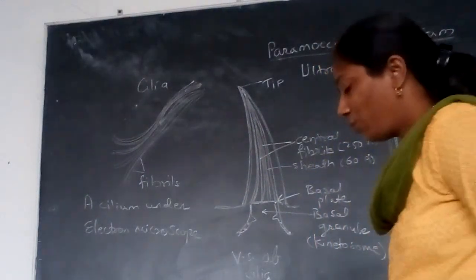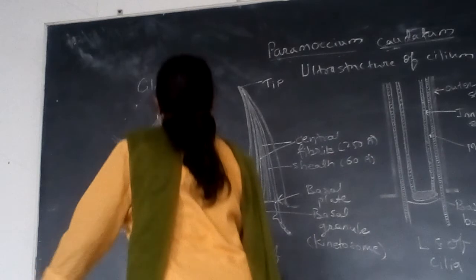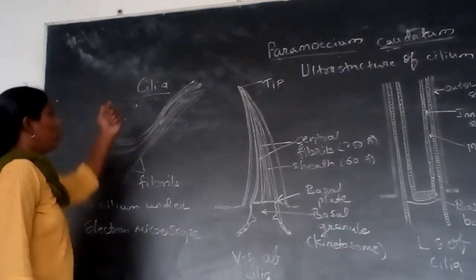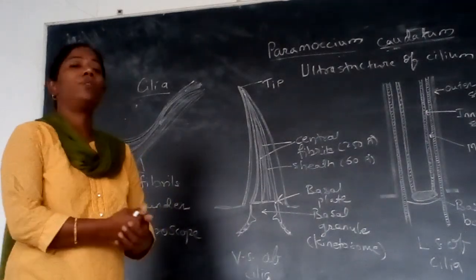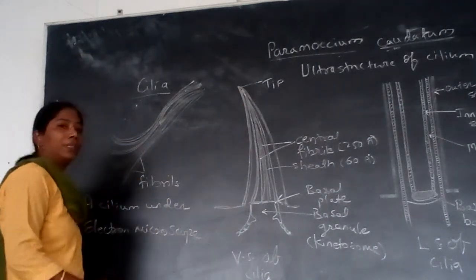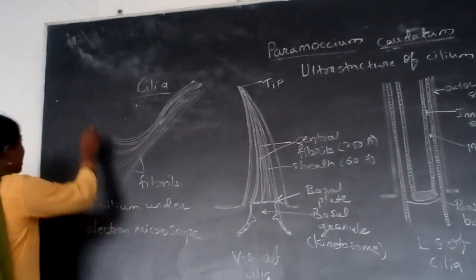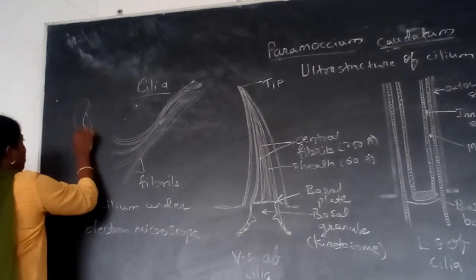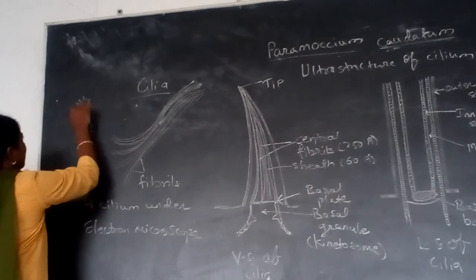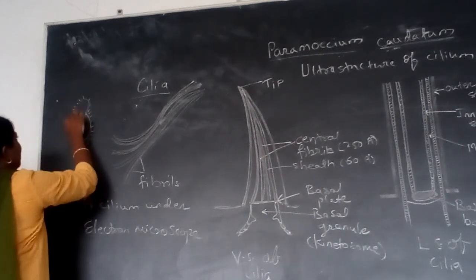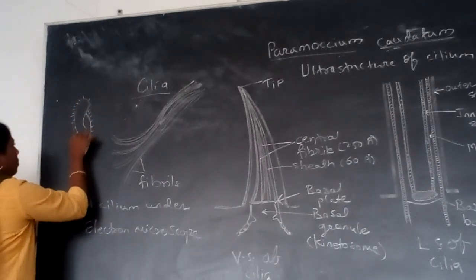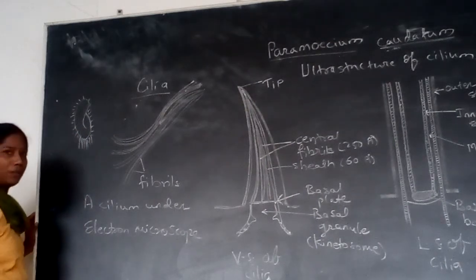Hello students, now in this video we start with the next topic, that is the structure of cilium. In the last video we were studying that the cilia are present throughout the body and cover the body surface. Suppose this is the paramoecium, so all the body of paramoecium is covered by the cilia, which are smaller in size. And the cilia present towards the posterior end produce the coral tuft like region.